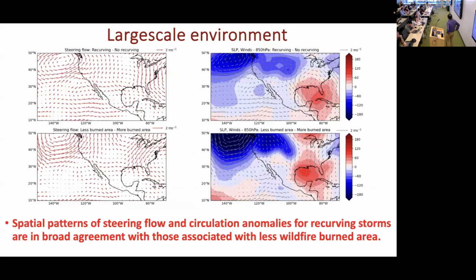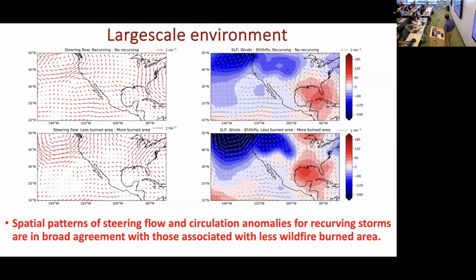And we get additional evidence when we look at the large-scale environment. On the left, the two figures show the deep layer steering flow, which is based on the weighted mean of winds in the upper and lower troposphere. And on the right, the shading indicates the sea level pressure, and the vectors are the 850 millibar winds. The top row shows the difference between recurving and no recurving years, and the bottom shows the difference between less and more wildfire burned area years.